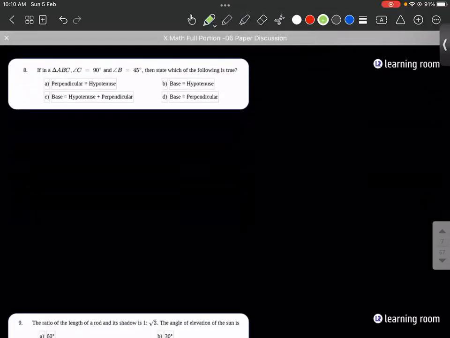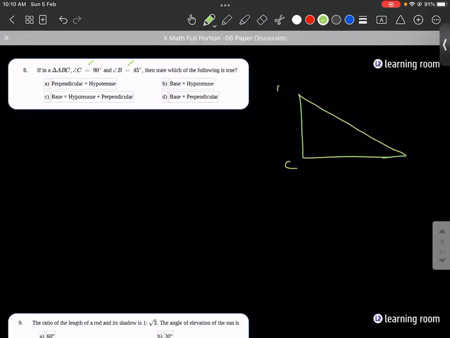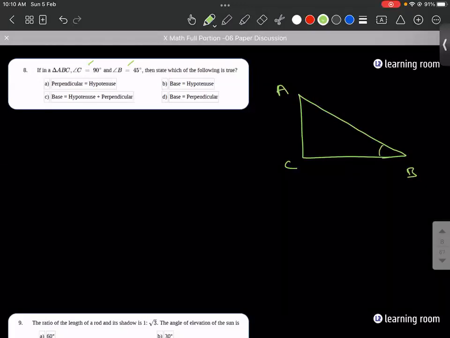In a triangle ABC, angle C is 90 degree, angle B is 45 degree, then state which of the following is true. Angle C is 90 means C is here. This is AB, base, perpendicular. Angle B is 45 degree, and this is also 45 degree. Then what can you say? Base is equal to perpendicular. That is D. Correct. It forms a right angled isosceles triangle, right?